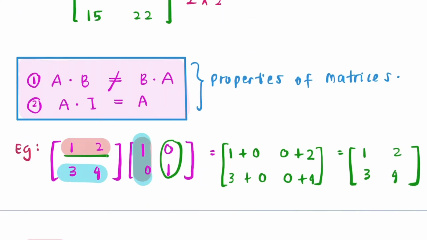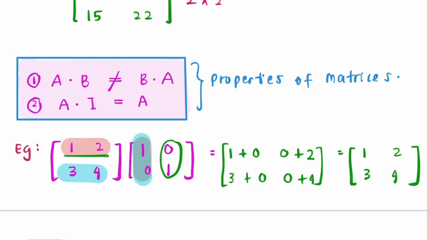Let's take note here that when you multiply a matrix A with matrix B, it is not the same as matrix B multiplied by matrix A, because this is not as simple as multiplying a scalar, where, for example, 3 times 2 is just equal to 2 times 3. It's not as simple as that.